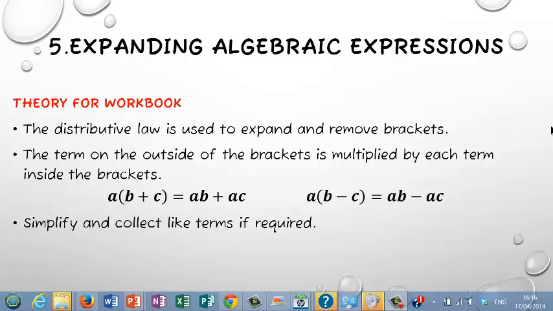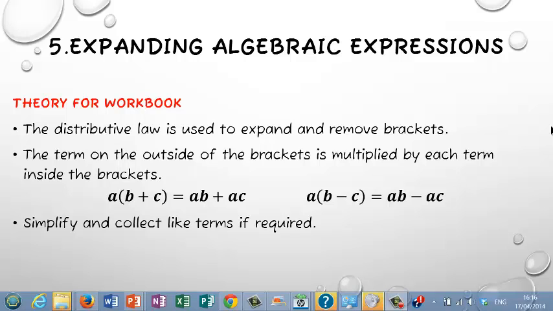plus ac. Similar with the negative sign. a(b - c) = ab - ac. Now when we have a outside of the brackets (b + c), it means a times everything in the bracket. So a times b plus c, and that's why it ends up expanding to a times b plus a times c.